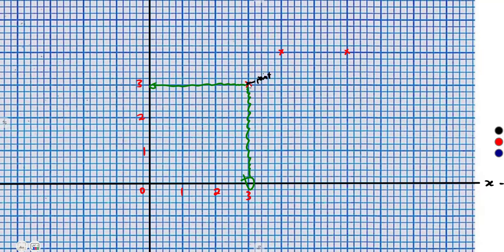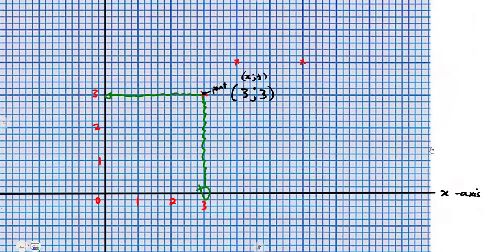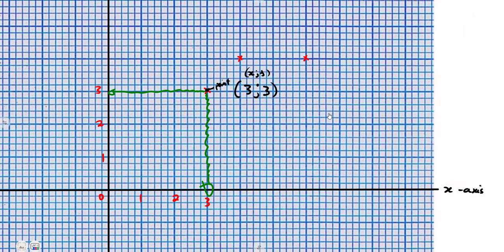At this point, we have the x value, which we need to indicate. As I said, a point is given as (x, y). So what is the corresponding x value? That is 3. Then you move on to the y value. What is the corresponding y value at that point? That is 3 again. So the point is referred to as (3, 3). The x value is 3 and the y value is 3. This is the idea that you use.